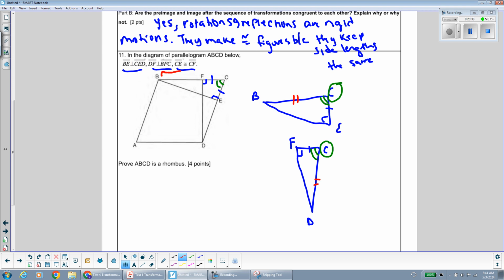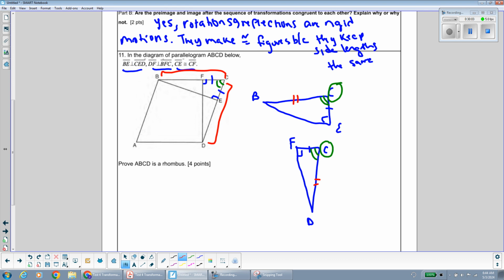And once I know that BC is congruent to CD, I know that I have a rhombus. And that's because a parallelogram with congruent consecutive sides is a rhombus. You don't have to show all 4 sides are congruent. If you have a parallelogram, it's enough to show that 2 consecutive sides are congruent, and that implies that all the other sides are congruent as well.